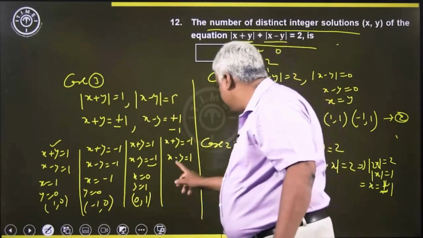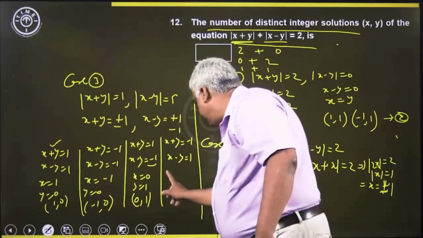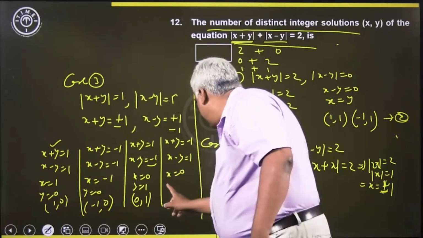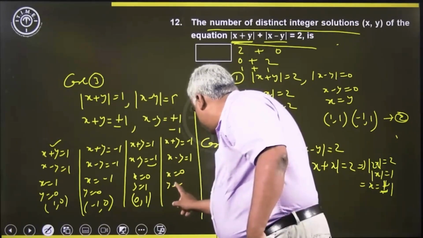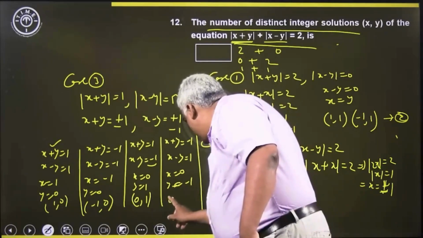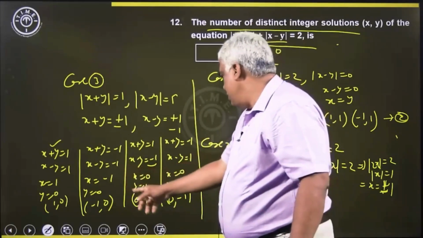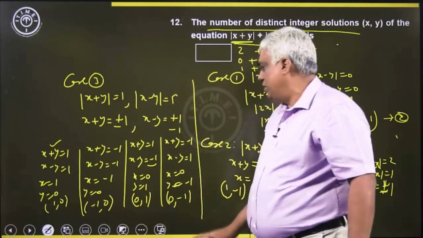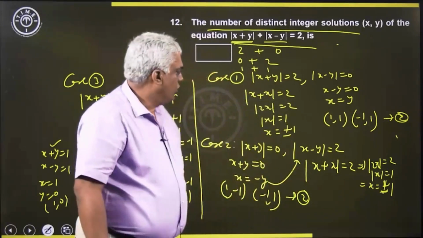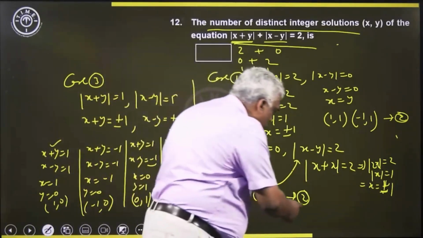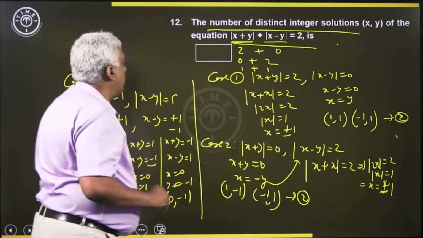Now if you add this, x is 0, right? And x is 0 and y is minus 1. So it will be (0, -1), right? So we have (1, 0), (0, 1), (-1, 0) and (0, -1). So 4 solutions here, right? So 4 solutions here, 2 here and 2 here. So total 8 solutions, right?